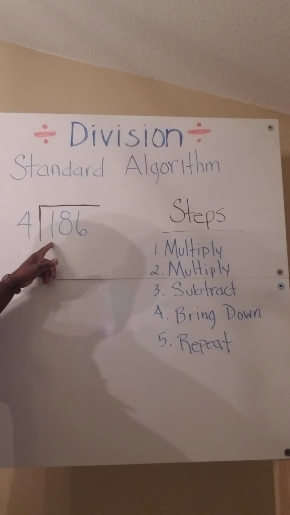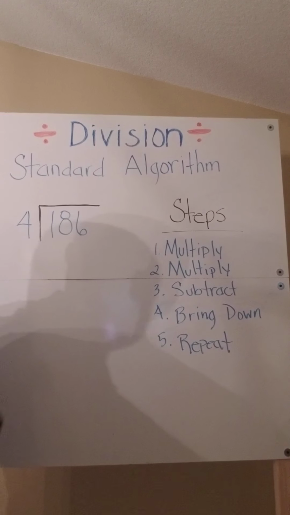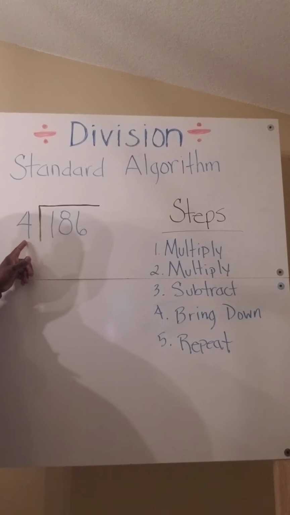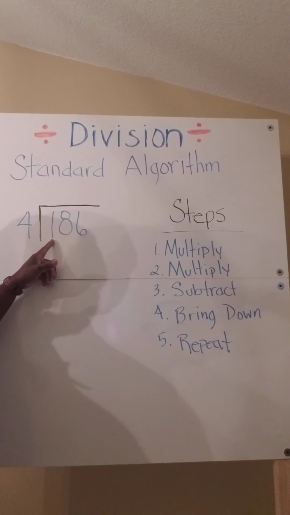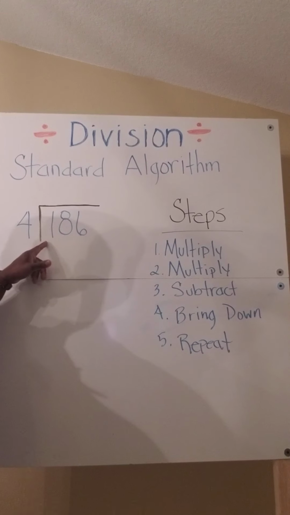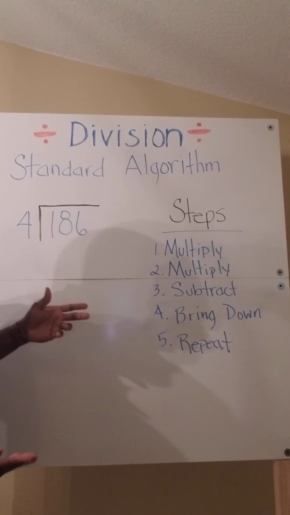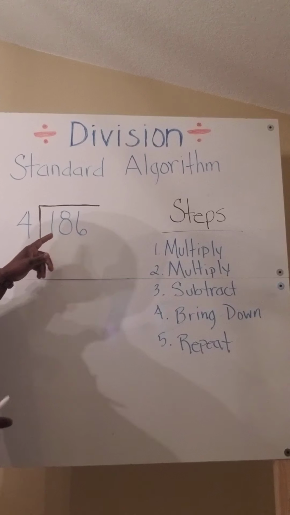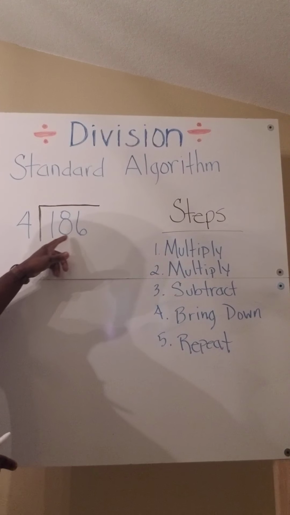So again, we're going to take 186 and we're going to divide that by 4. So my first step is I'm looking at the 4. I want to know, well, 4 times what number? Here's the multiplication piece. So 4 times what number will give me 1? There is no such number. So now I need to kind of amp it up and take it to the next number. So now this number becomes 18.